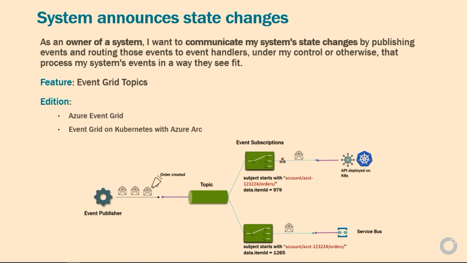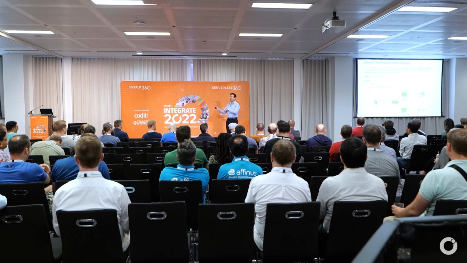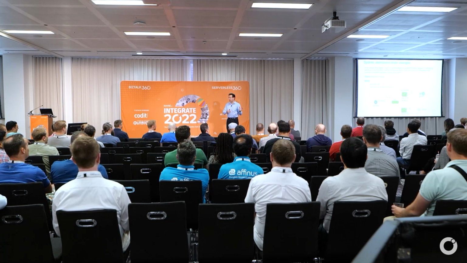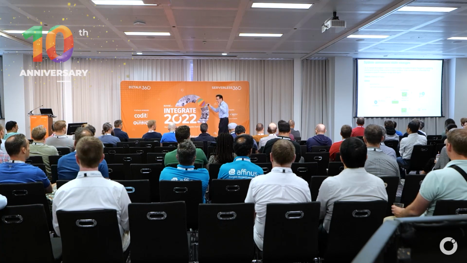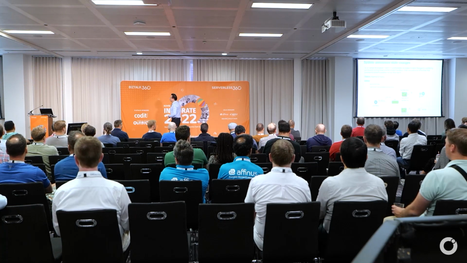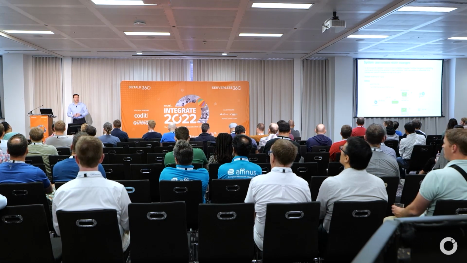It's an ARM resource. And we have two editions of Event Grid: the cloud edition, Azure Event Grid, and Azure Event Grid on Kubernetes with Azure Arc. Actually, you can deploy Event Grid on Kubernetes, but we only support this kind of integration on Kubernetes. So it's very powerful. And life is good with this kind of simple integration until it's not.